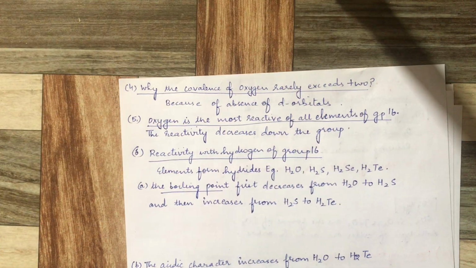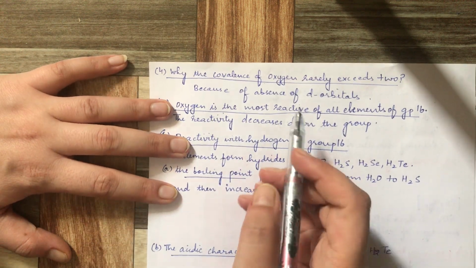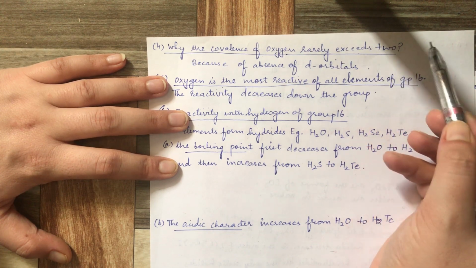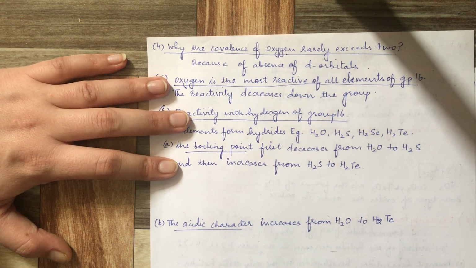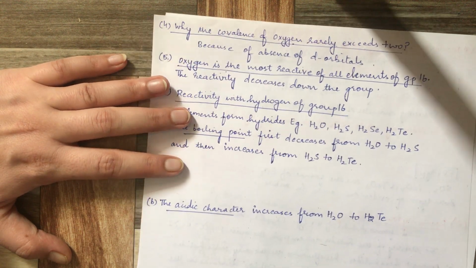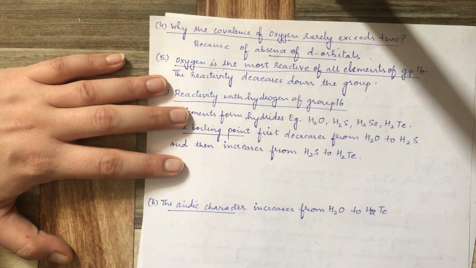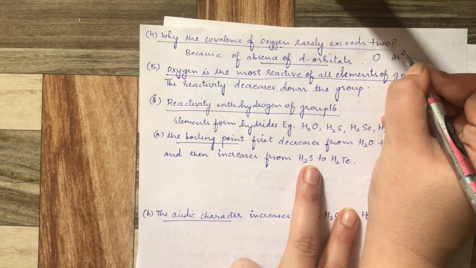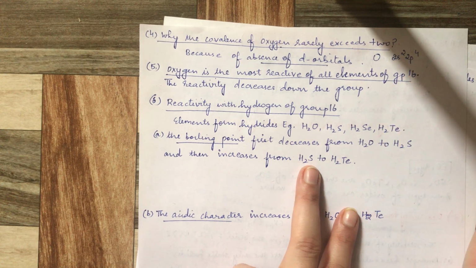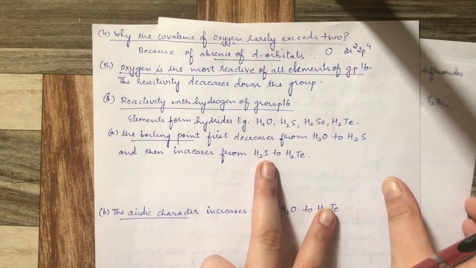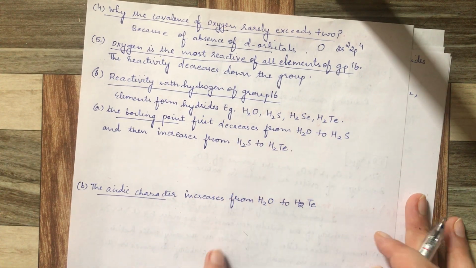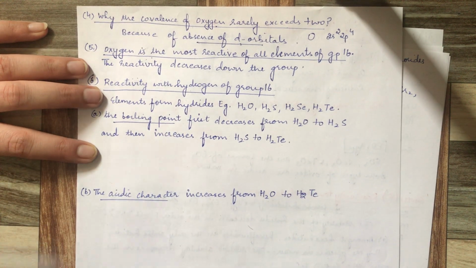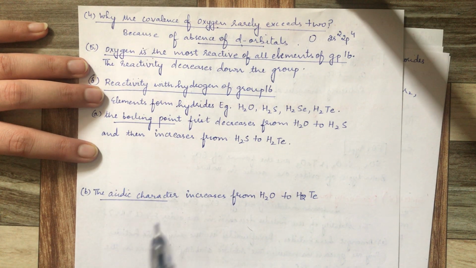Now let's talk about another question. Why can oxygen not increase its covalency beyond 2? Why does oxygen always show valency 2, whereas the other elements can show more? Because of the absence of d orbitals. Oxygen has electronic configuration 2s2 2p4, and there is no 2d orbital. A 2d orbital never exists, so it cannot extend its valency. Due to the absence of d orbitals, the covalency of oxygen cannot exceed 2, right?